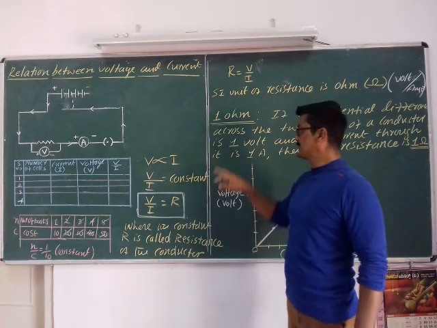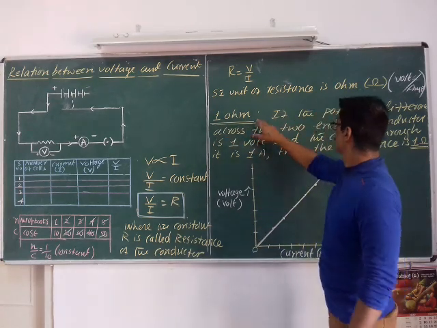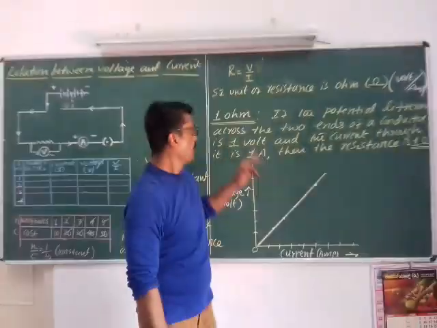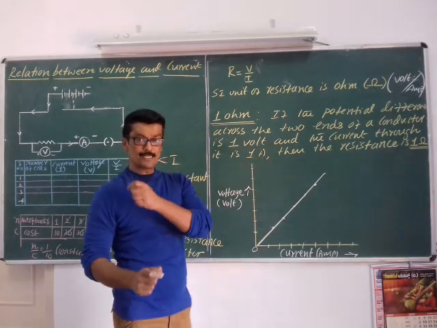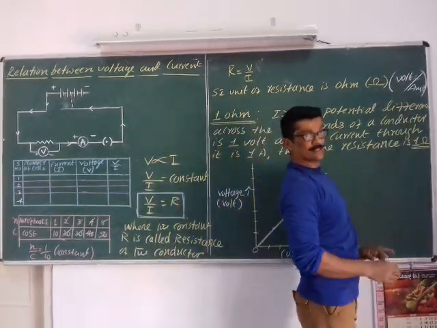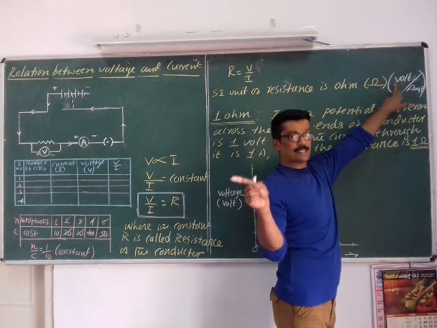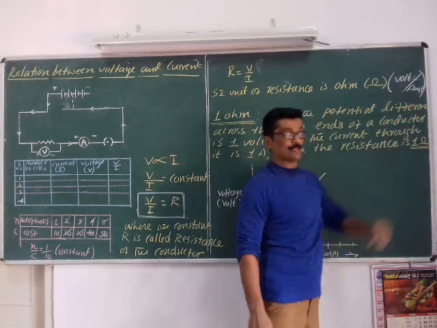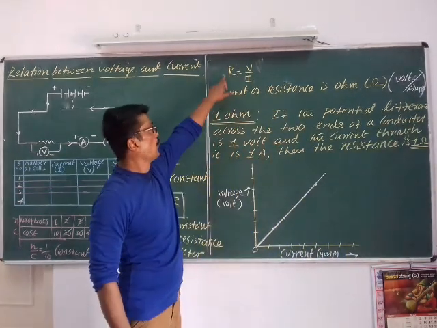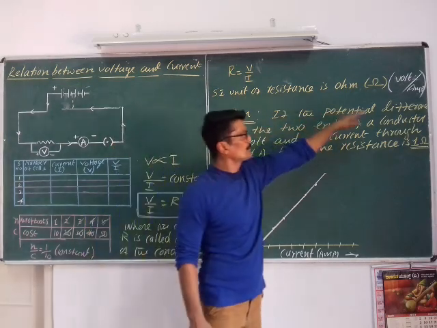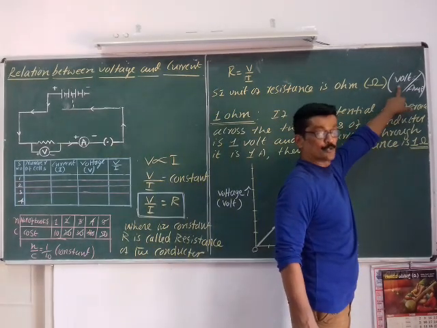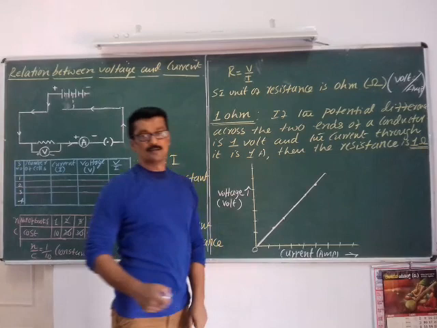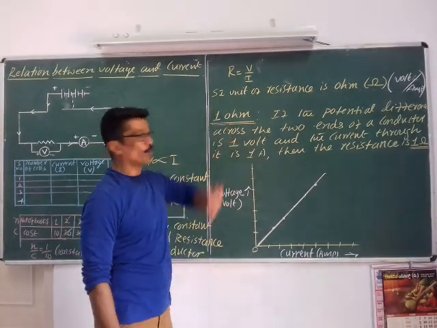Resistance of a conductor is 1 ohm means if the potential difference across the ends of a conductor is 1 volt and the current flowing through the conductor is 1 ampere, then the resistance is 1 ohm. 1 volt of potential difference and 1 ampere of current, then the resistance of the conductor is 1 ohm.